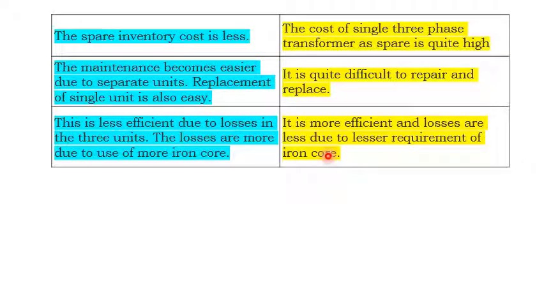And the single 3 phase transformer is more efficient and its losses are less due to lesser requirement of iron core. Obviously this is only one part, so there is only one core and only one winding. So if you consider the losses, either core loss or copper loss, this will be lesser. These are some differences between the bank of 3 single phase transformers and the single 3 phase transformer.